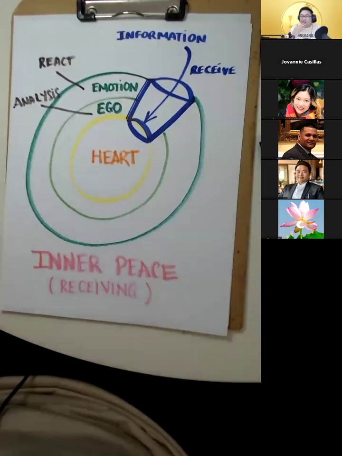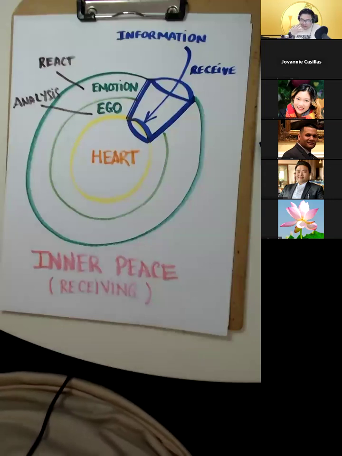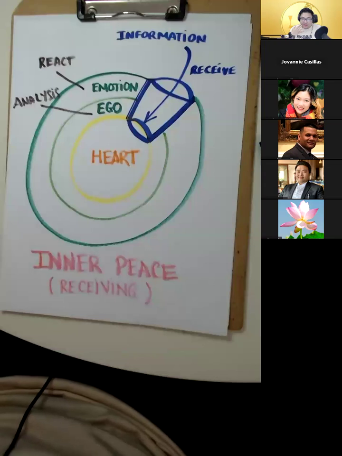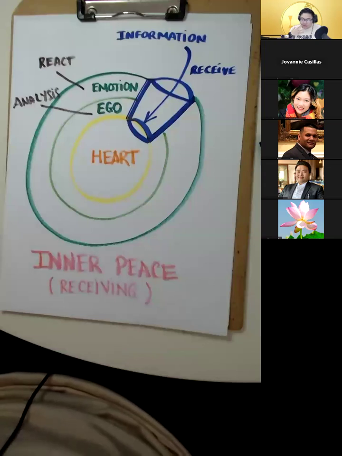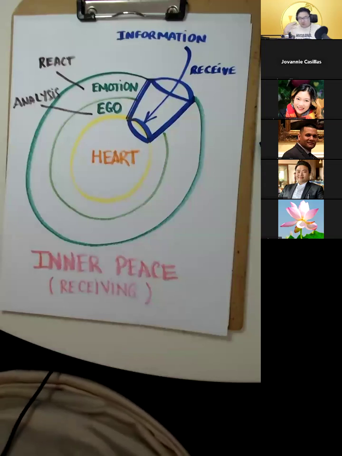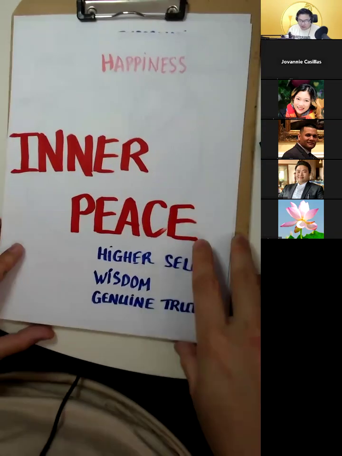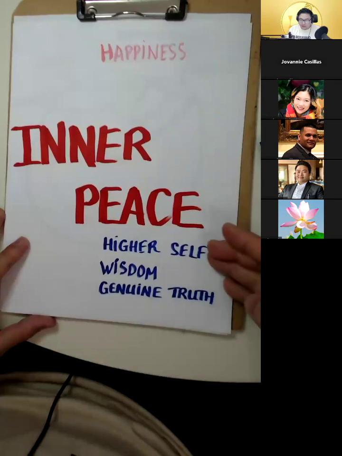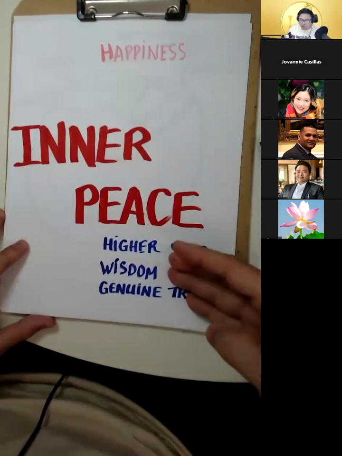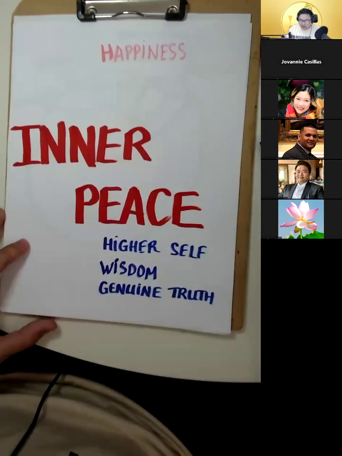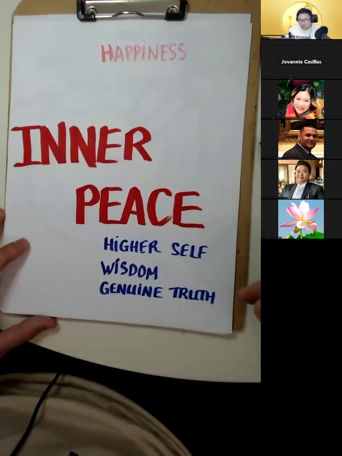So this is a very, very important formula to achieve and acquire inner peace, to get closer to your higher self, to open up wisdom, and to truly find your genuine truth.